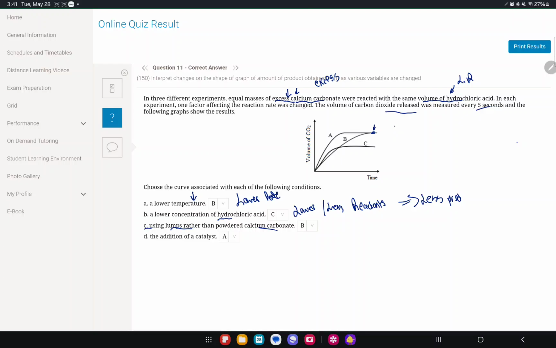Part C, using lumps rather than powdered calcium carbonate. A lump basically is bigger pieces, and if it's bigger pieces, that means less surface area. If it's less surface area, what happens? The rate is going to decrease, but will we still have the same end product? Yes, because we didn't change the reactants. So it's still going to end here. Addition of a catalyst. We said if there's a catalyst, then there's a higher reaction rate. So obviously it will be A.